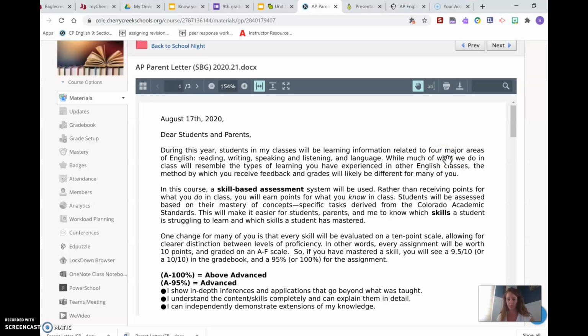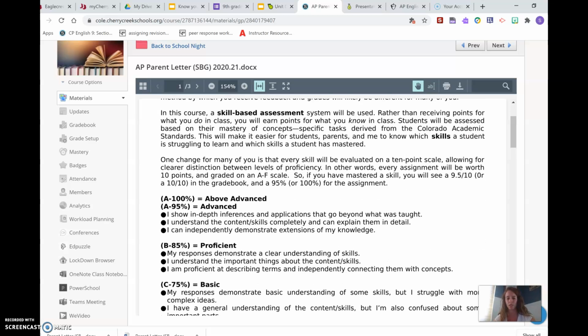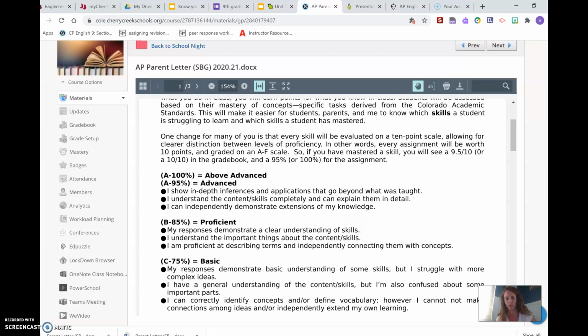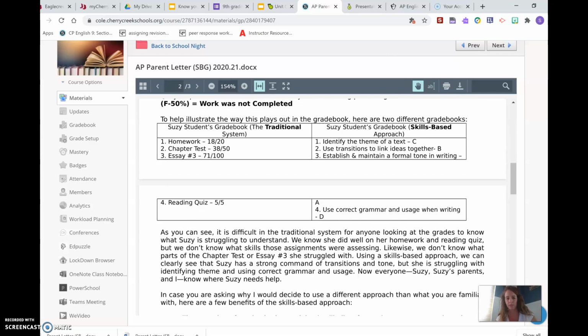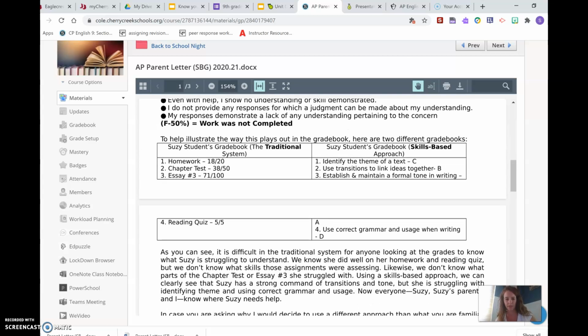So I've got some key points in bold here. Grades go in as a 9.5, 9.5 out of 10. That would be an A. If it's above and beyond, of course, I could put in 10 out of 10 or 100%. So that's kind of how that works. And here's really what it shows. The formatting's off just a little bit in this screen.